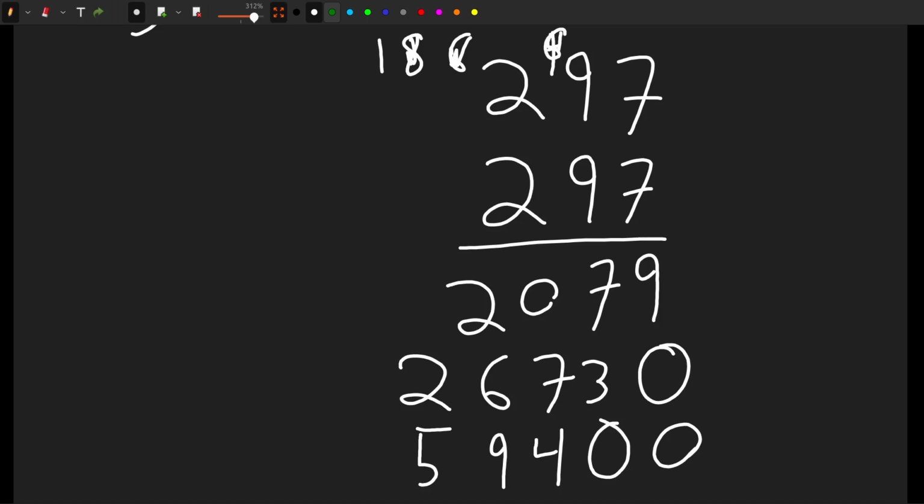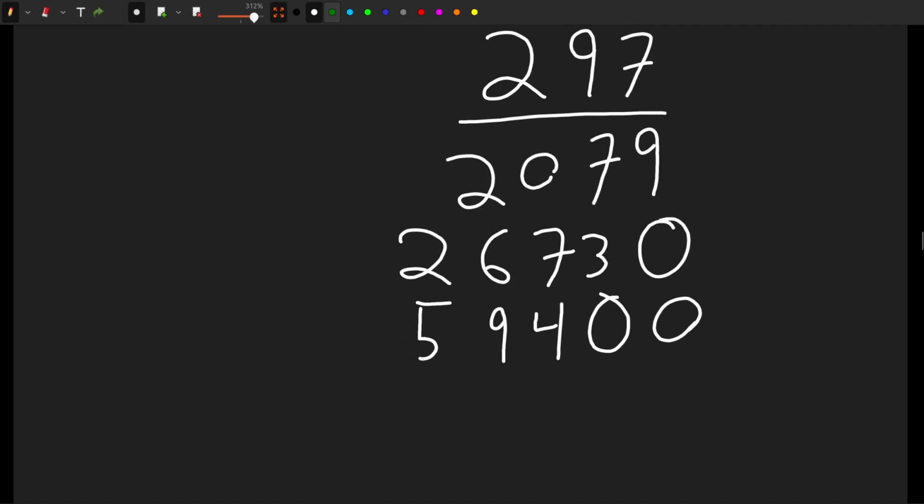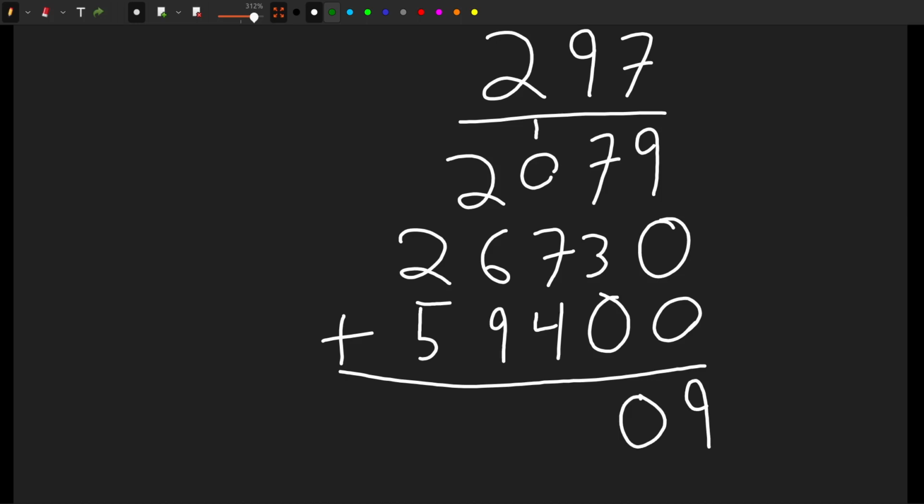Okay. All right, now I just have to add this whole thing together. 9 plus 0 is 9. 7 plus 3 plus 0 is 10, carry a 1. 7 plus 4 is 11, add 1 more, you get 12. 2 plus 6 is 8, plus 9 is 17, plus 1 more is 18. Carry a 1. 2 plus 5 is 7, add 1 more, you get 8.